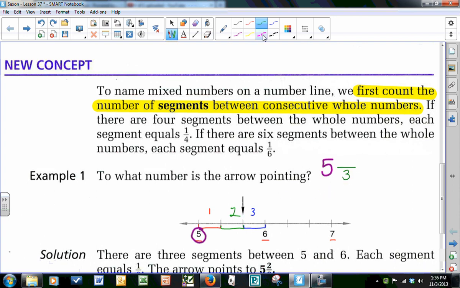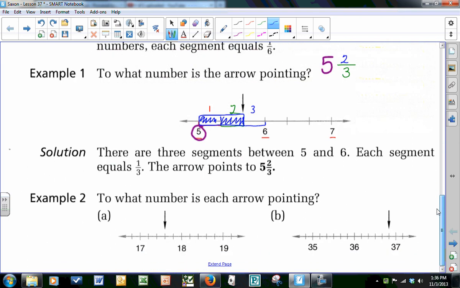And then the next part is to count the tick marks. That's this part right here. There's 1 and there's 2. So it's 5 and 2/3. You can kind of make sense of that because if you think about it, there are 1, 2, 3 segments, but the arrow is right after 1 and 2, 2 of them. So it's 5 and 2/3.